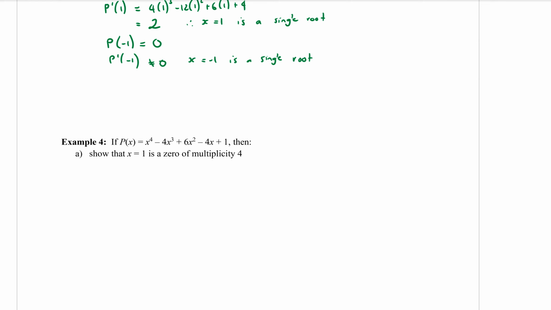If I sub in p of 2, it is also a root, it equals 0. When I sub it into the first derivative, I get 0 as well. So finally, that means that x equals 2 is a double root. Finally found it.